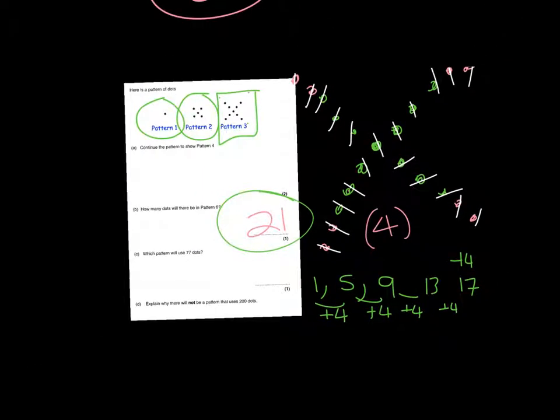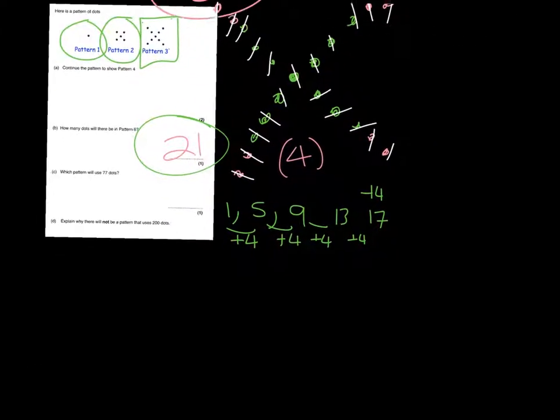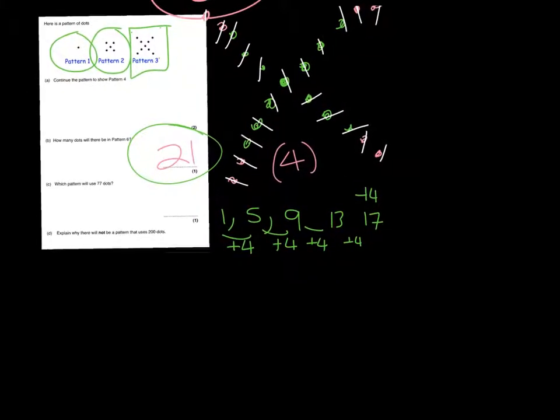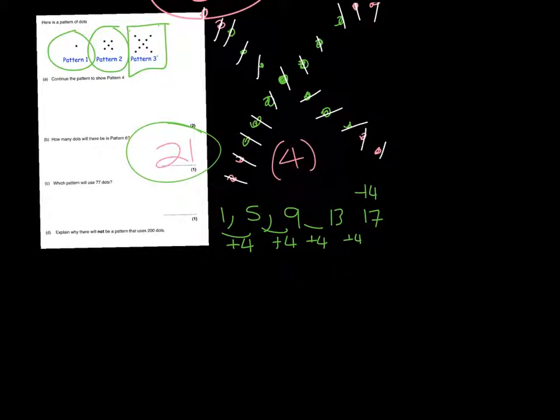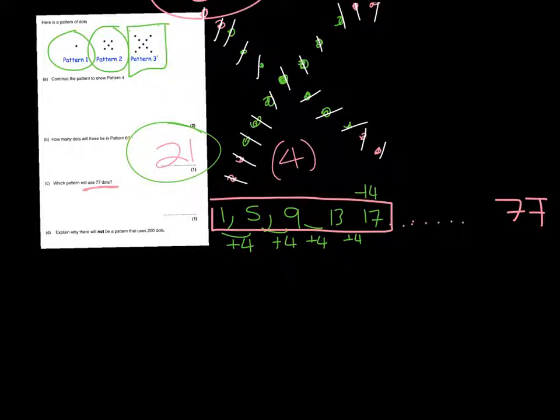Okay, so if we have a look at part C, it's going to start to get a little bit more complex now, so you really do need to make sure you've understood everything so far. Question C is asking us which pattern will use 77 dots. So if you were super patient, you could carry on this sequence until you got to 77. But it's not the best technique going. So like in previous videos when I've spoken about nth term, this sequence we were looking at, we can work out what it is called.